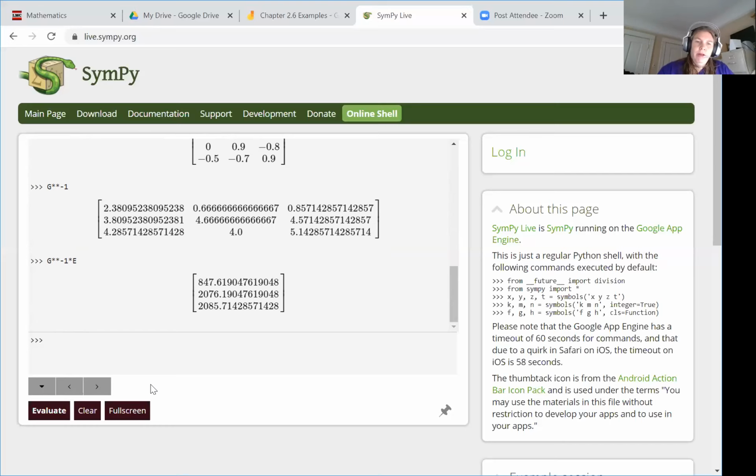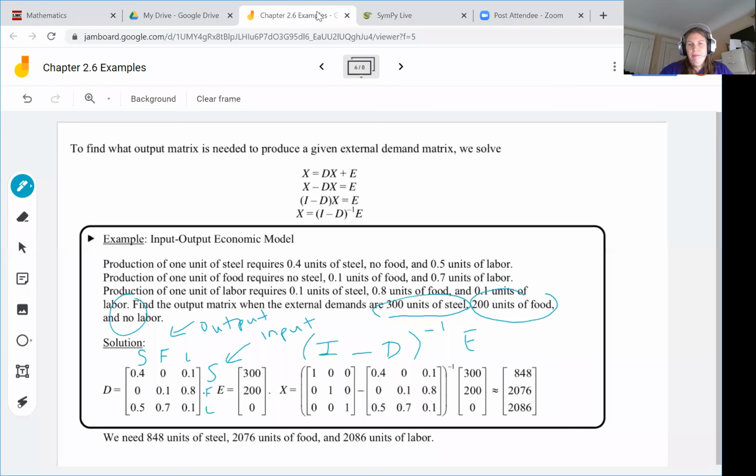And so if we round to the nearest whole numbers, we'd say we have 848 units of steel, 2,076 units of food, and 2,086 units of labor. And that's an exact match for our results here in the last column. So you can see how we can use SymPy to do these calculations and conclude that we need 848 units of steel, 2,076 units of food, and 2,086 units of labor.